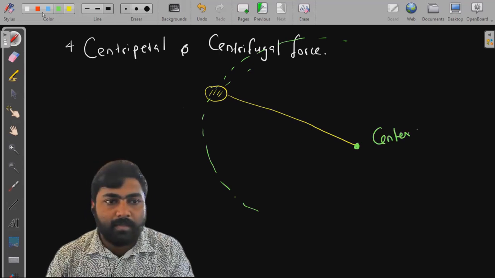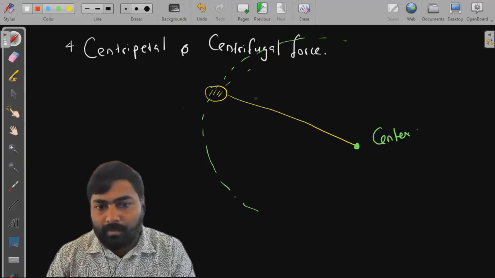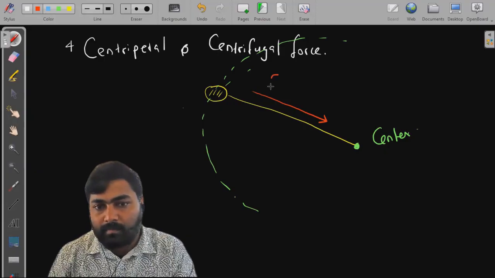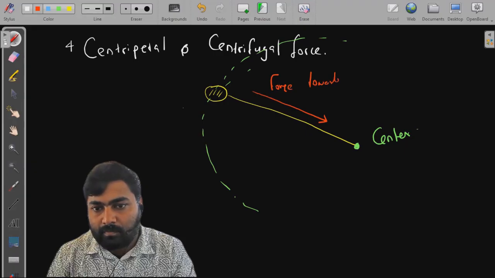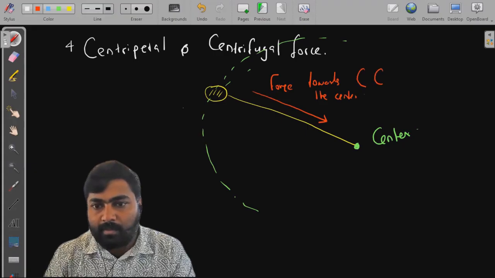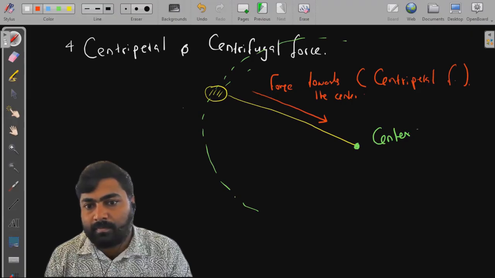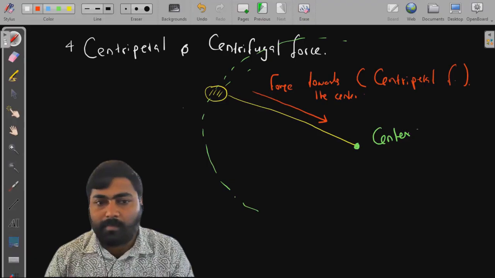When this is moving in a circular path, there is a force towards the center. Force towards the center. That is known as centripetal force. Clear? Yes, sir. That is known as the centripetal force. Okay.